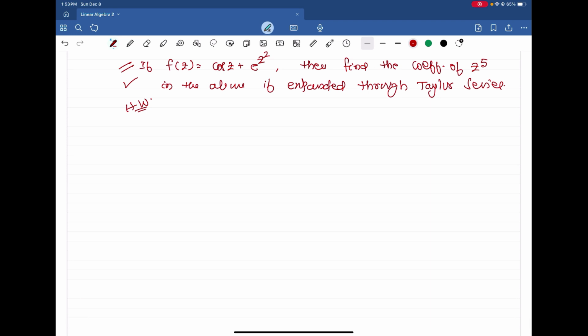Let it be IIT Advanced Mathematics, let it be GATE Engineering Mathematics. Once you know the concept, you will be able to answer it without doing any mathematics. By glancing at the question itself, you will get the answer.